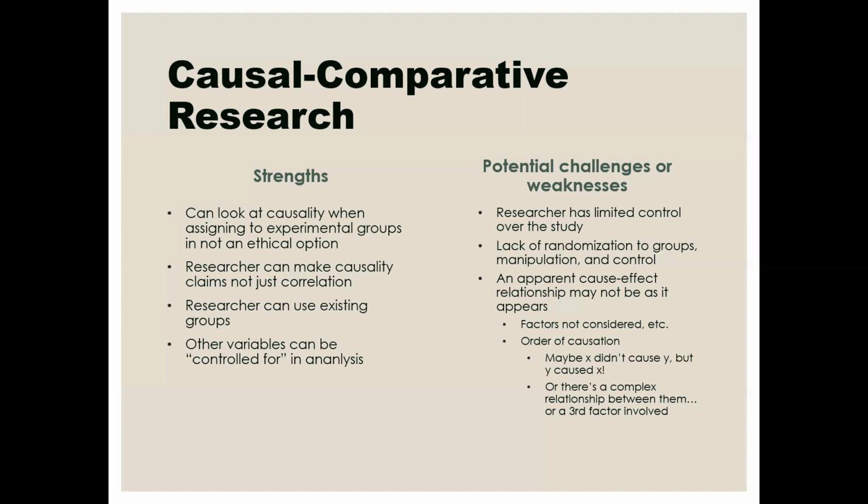And we can control for other variables that might be in the relationship and we need to be considerate of. But in reality, we have limited control of the study. We're not randomizing people to groups. We don't know what other experiences people in the groups could have that make them different.